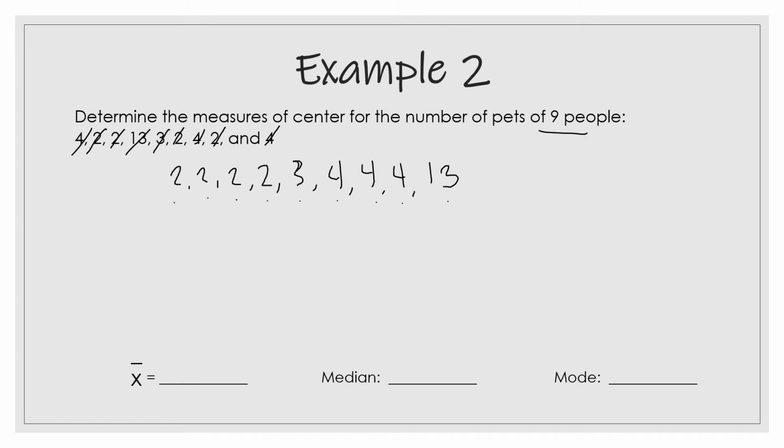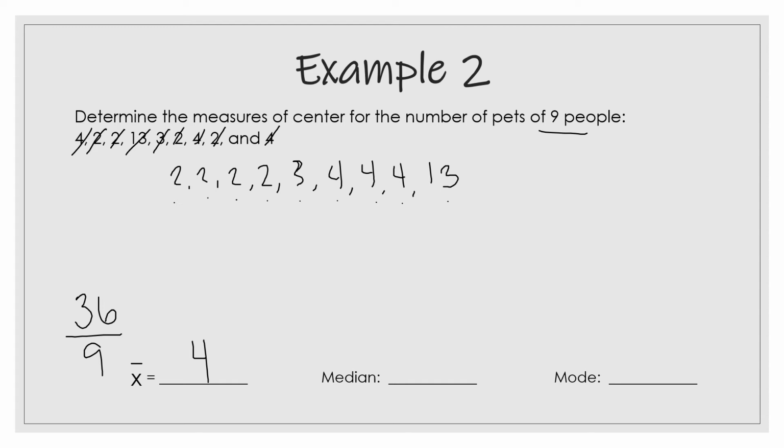All right, so again, to find the mean, we add all of these numbers up. So 2 plus 2 plus 2 plus 2, and so on, and then we divide by how many numbers we have. If I add all these together, I get 36. Then divided by 9 total, my mean would be 4 pets.